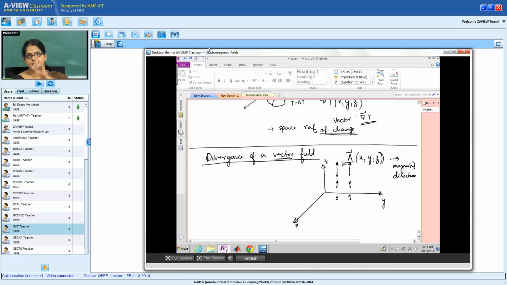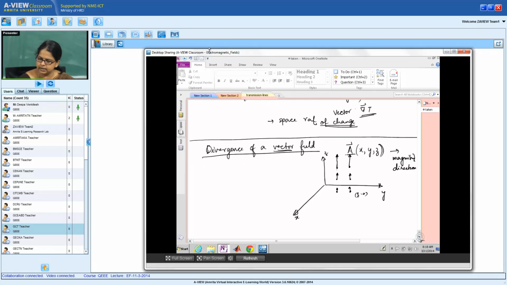The direction of the field is z, and what are the size of the arrows indicating? It's saying that from the xy plane, these 2 points are on the xy plane, which is at z equal to 0. At z equal to 0 there is a small magnitude, but as you keep on increasing z, the magnitude of the vector is increasing. This is some arbitrary vector that I have considered.